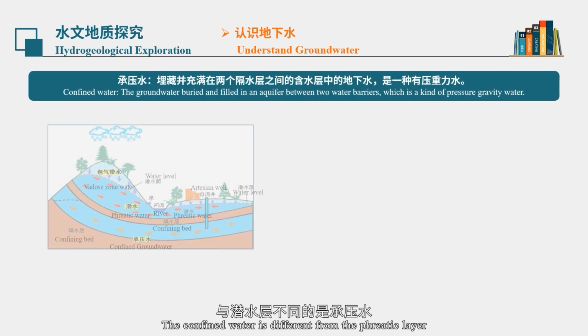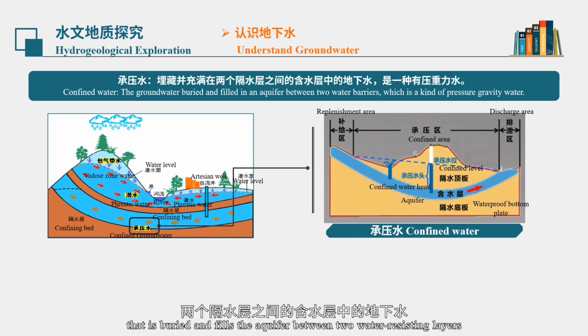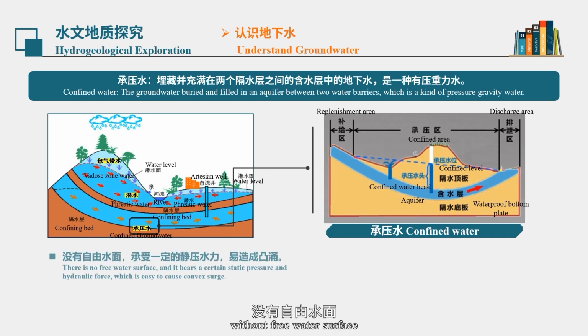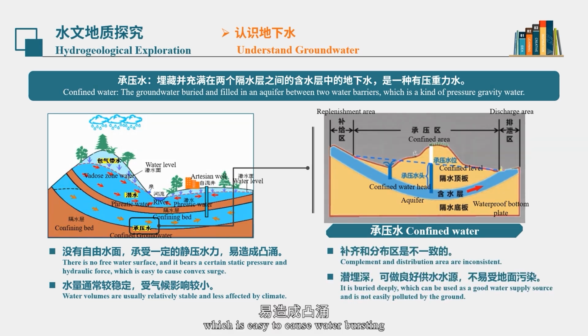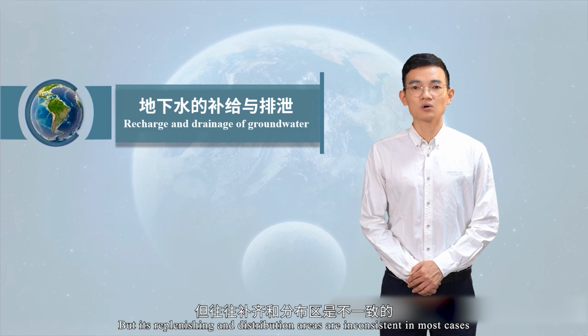Confined water is different from the phreatic layer. Confined water refers to the groundwater that is buried and fills the aquifer between two water-resisting layers. It is the pressurized gravitational water without a free water surface. It withstands a certain hydrostatic pressure, which easily causes water bursting. It is buried deeply, with often relatively stable volume. Confined water is less affected by climate and is regarded as a good water source. It is unsusceptible to ground contamination, but its replenishing and distribution areas are inconsistent in most cases.